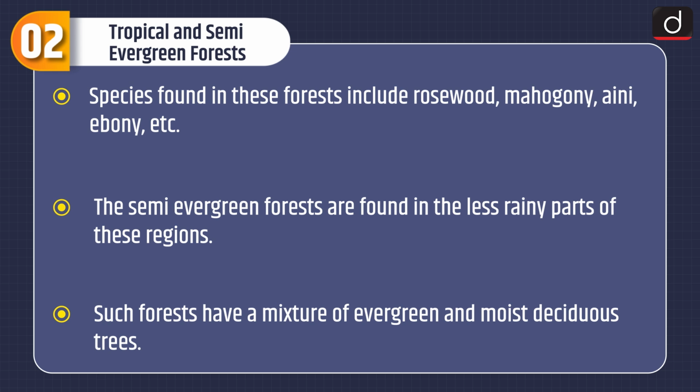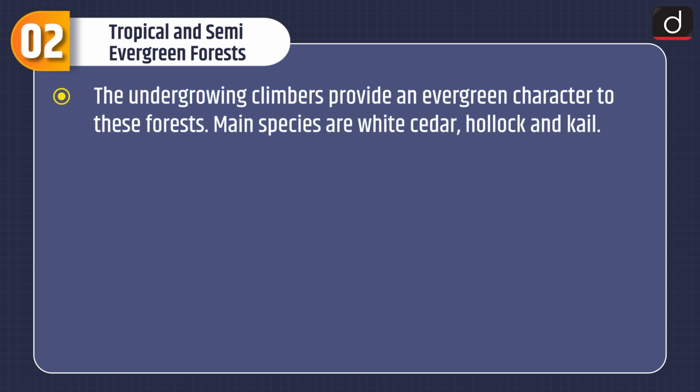The semi-evergreen forests are found in the less rainy parts of these regions. Such forests have a mixture of evergreen and moist deciduous trees. The undergrowing climbers provide an evergreen character to these forests. Main species are white cedar, hollock, and kail.